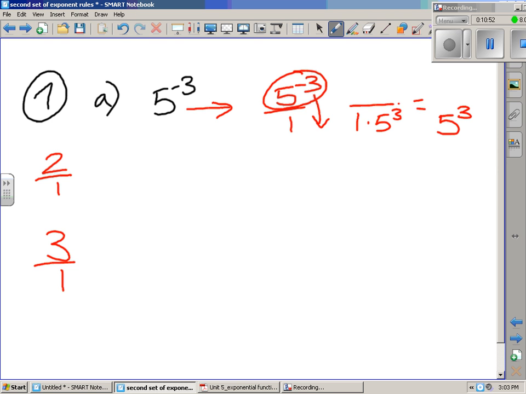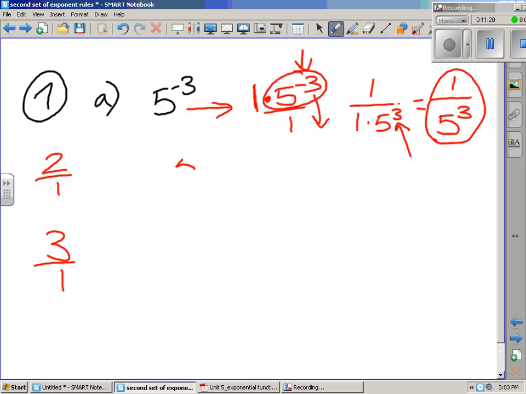When you flip it over the fraction bar, the sign of the exponent changes. So it becomes a positive in this case because it was originally a negative. Now what you need to remember is that any number is technically being multiplied by a factor of 1. So what we have left over up here, I like to call the hidden 1. So we have left over the hidden 1. So the final answer is going to be 1 over 5 to the third.